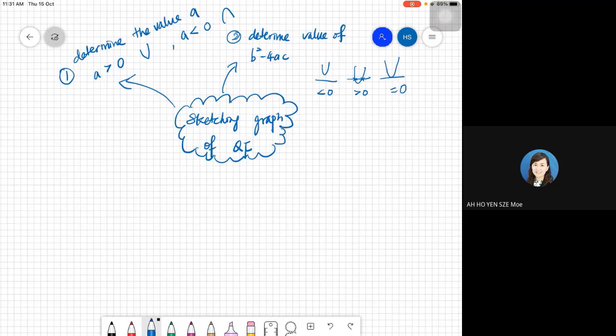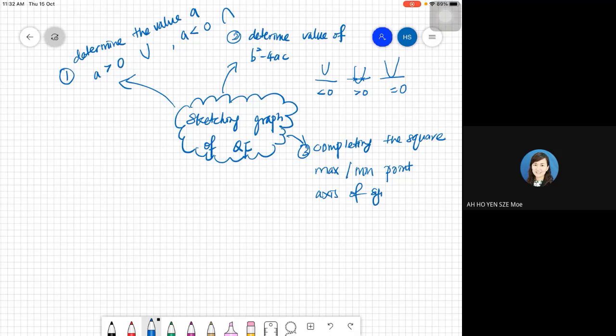After you get the value, the second step you can do is completing the square first, or you can do it after finding b squared minus 4ac. Up to you. Why do we need to do completing the square? Because we need to determine either the maximum point or the minimum point from the completing the square form. Then we need to determine the axis of symmetry as well.